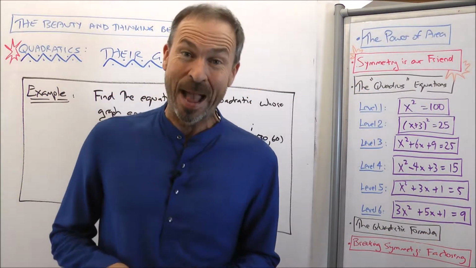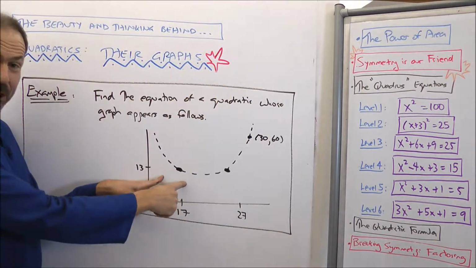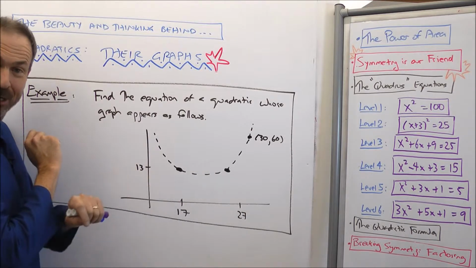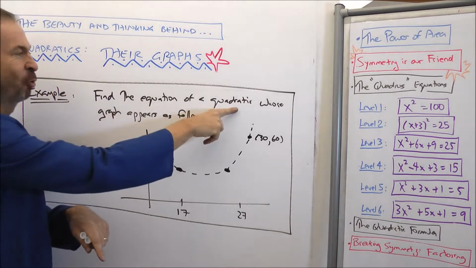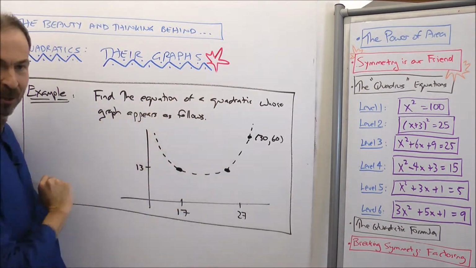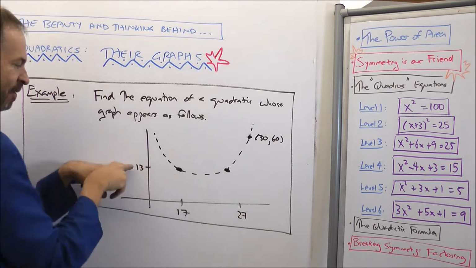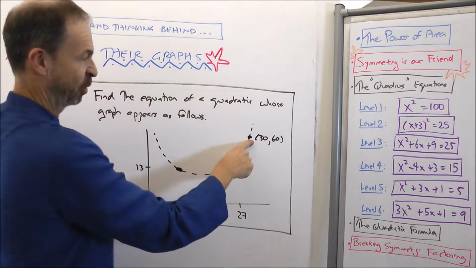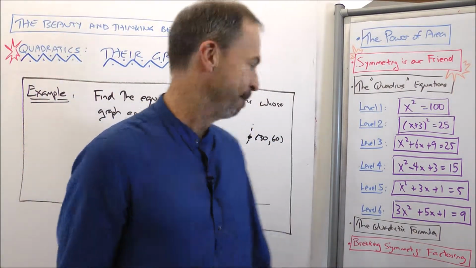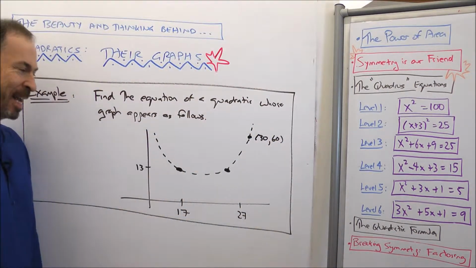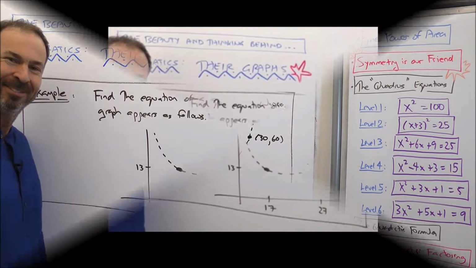All right, let's go backwards this time. Suppose I give you a picture first and ask you to find the equation. So find the equation of a quadratic whose graph appears as follows. So it looks like I've got two symmetrical points at 17 and 27 of height 13, and I've got an extra point 30, 60. All right, give it a try. Write down an equation that fits that graph.